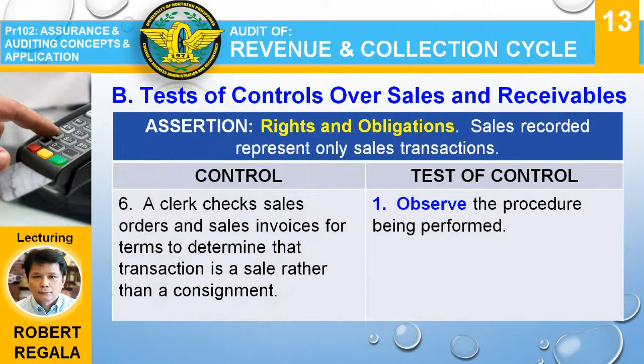Slide 13. General assertion, rights and obligations. Specific assertion, sales recorded represent only sales transactions. The control in only this slide will cover for the assertions mentioned. The sixth control is described as a clerk checks sales orders and sales invoices for terms to determine that the transaction is a sale rather than a consignment. To test this control, the auditor should observe that the control is being performed accordingly.